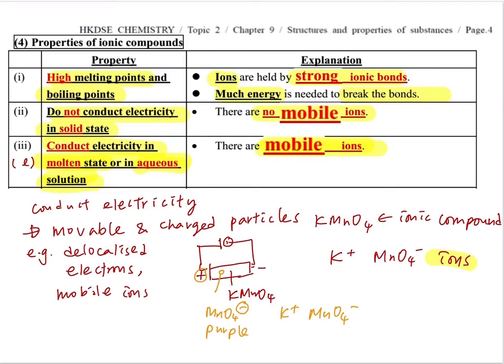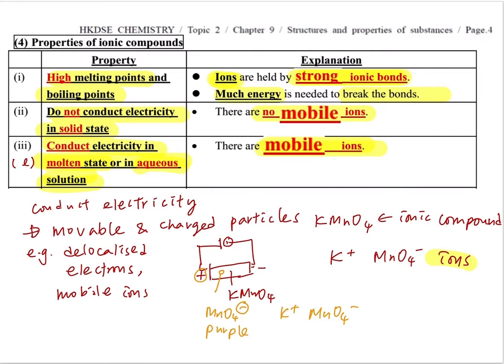Ionic compounds have high melting points and high boiling points. So highlight this: high melting point, high boiling point. And why? Because inside a giant ionic structure, the ions are held together by strong ionic bonds. So in order to melt or boil them, it means we change them from solid to liquid.